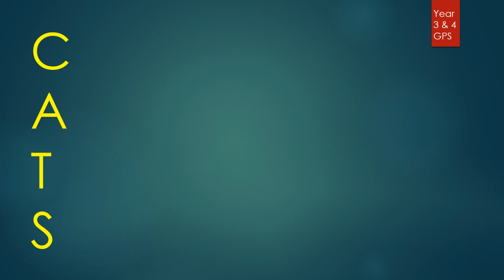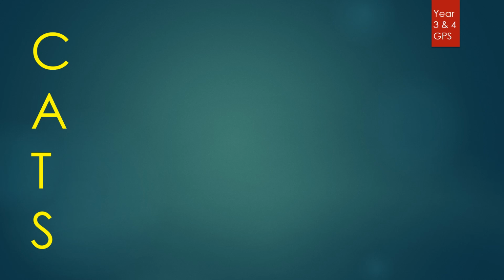And then the first line needs to begin with a word beginning with C. The second line needs to begin with a word beginning with A, the third with T, and the fourth with S. The easiest way, I think, to do this is to think of adjectives that begin with each of those letters. Adjectives that describe cats, obviously.